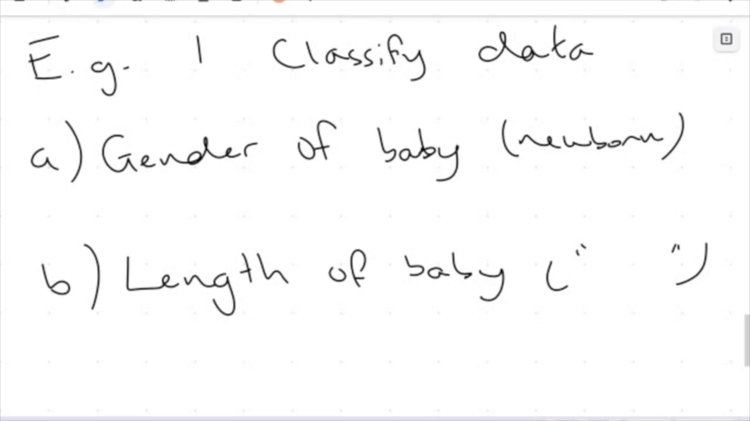We are looking at example A, the gender of the baby. Now, if we think about this, is this going to be a number? Well, no, the gender of something is not a number. So we automatically can rule out numerical data. So what's the only option we have left? That is categorical data.